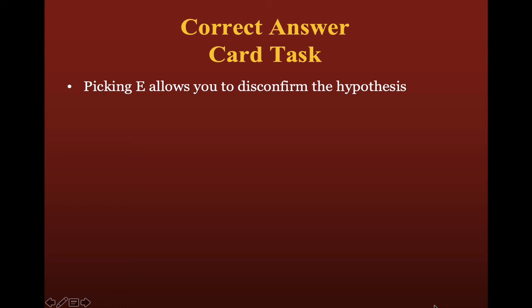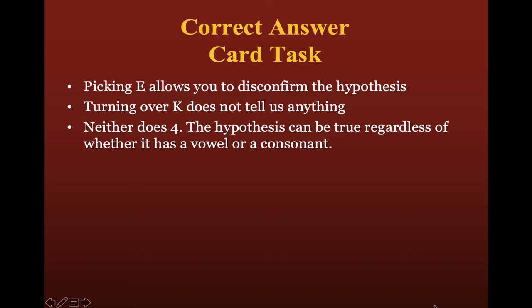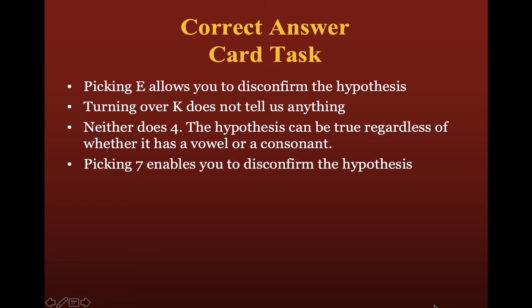You definitely need to have E. Turning over K doesn't tell you anything because the hypothesis has nothing to do with consonants, so it doesn't really matter what happens with K. And 4 doesn't really matter either. The hypothesis can be true regardless of whether it has a vowel or a consonant on the other side. Picking 7, though, also enables you to disconfirm the hypothesis, right? So E and 7 enable you to disconfirm, while K and 4 don't provide any evidence of disconfirmation. They can provide support that it is correct, but they can't show that it's not correct.